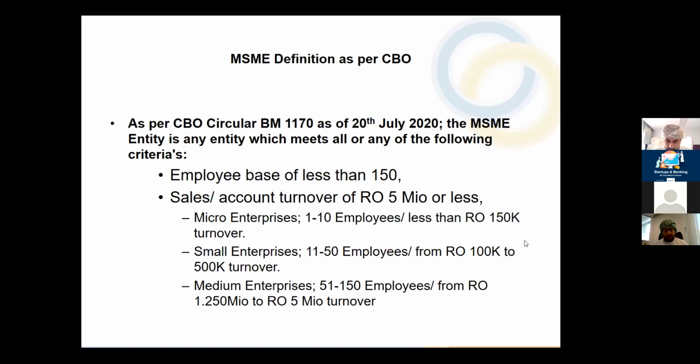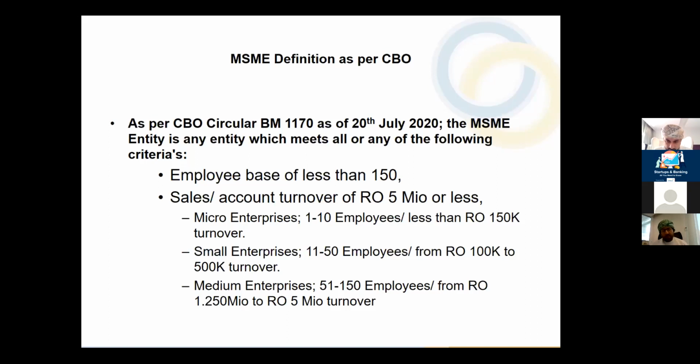Micro enterprises have 1 to 10 employees and a turnover of less than 150 thousand. Small enterprises have 11 to 50 employees and a turnover of 100 to 500 thousand in the account. And the medium, finally, 51 to 150 employees and a turnover from 1.25 million to 5 million riyals.